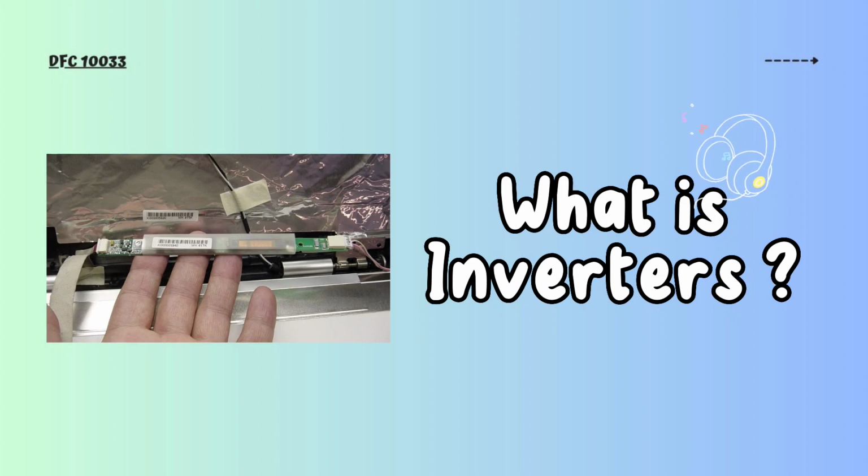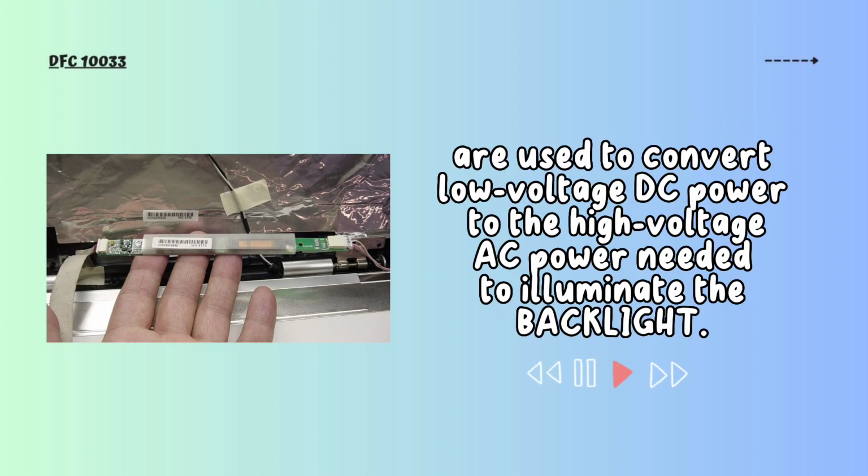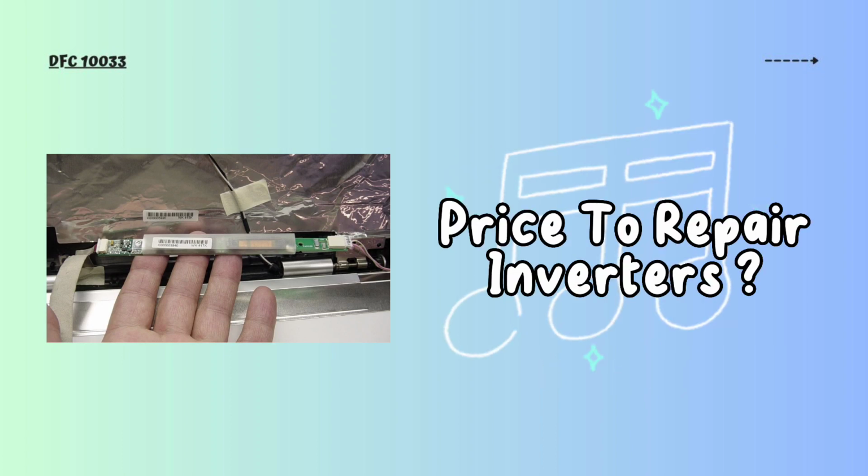The next thing is the inverter. Inverters, on the other hand, are used to convert low voltage DC power to the high voltage AC power needed to illuminate the backlight. It is located near the screen and is connected to the backlight. Inverters also come in various types and sizes based on the laptop model. Price for backlight and inverter components varies depending on quality and manufacturer. Price usually ranges from 130 ringgit Malaysia to 450 ringgit Malaysia for inverters.